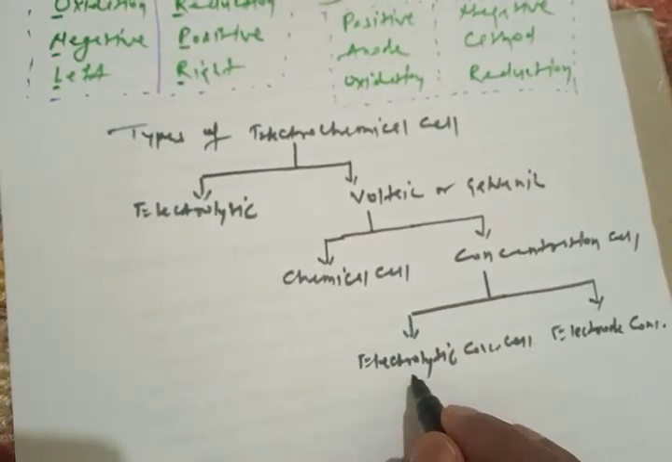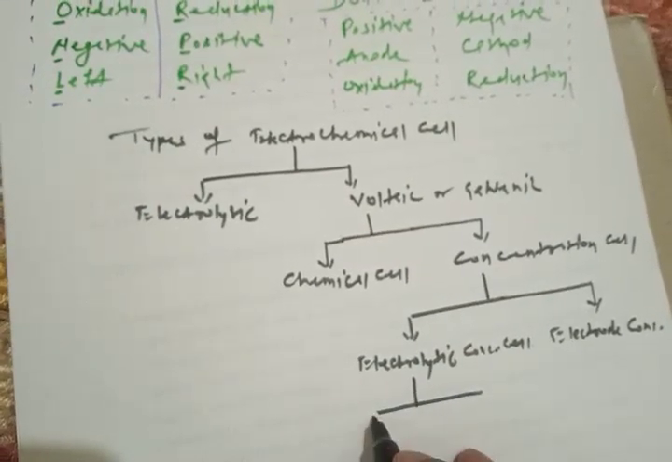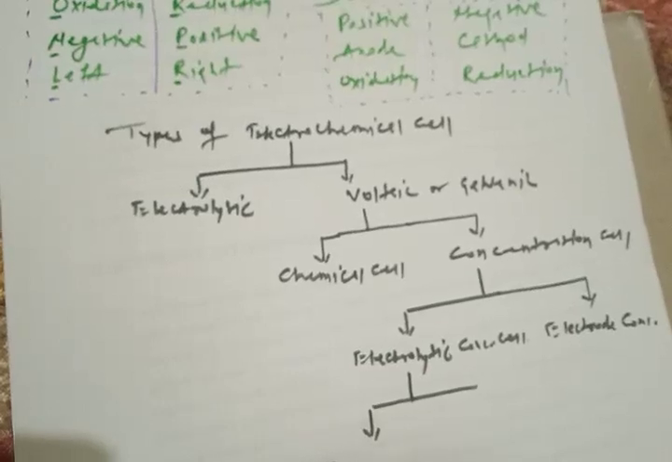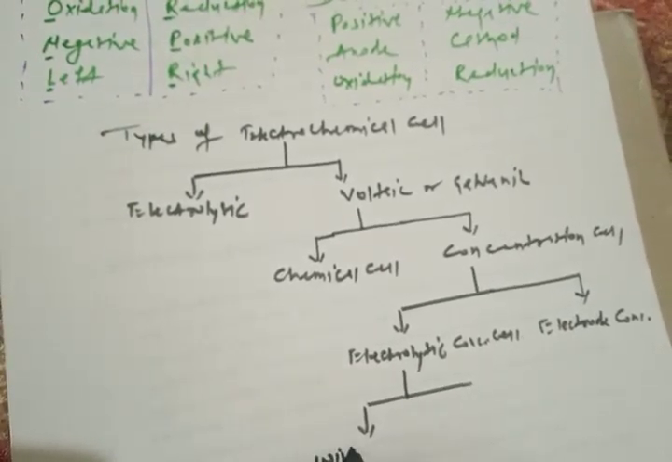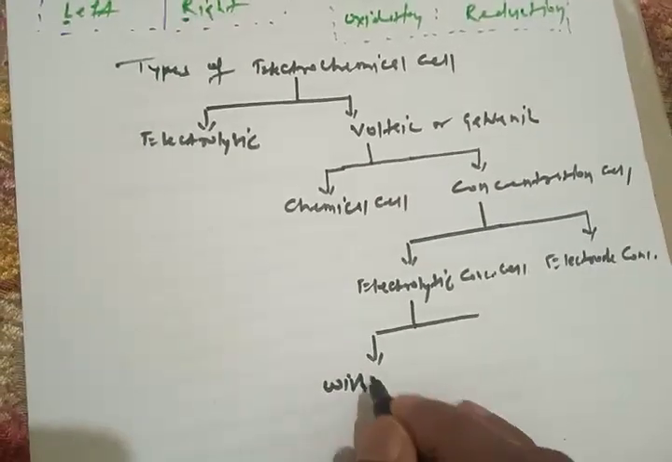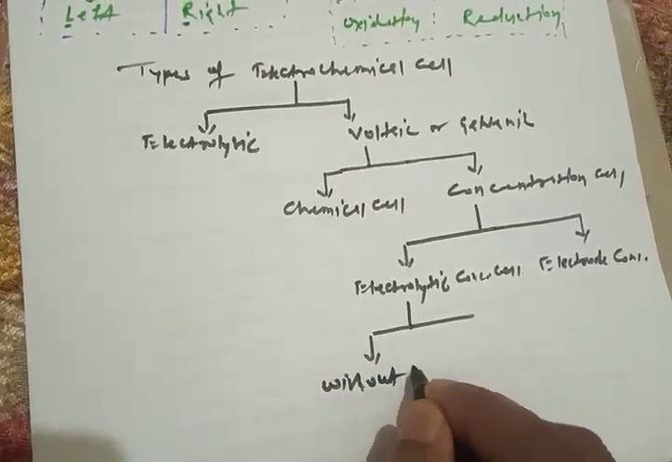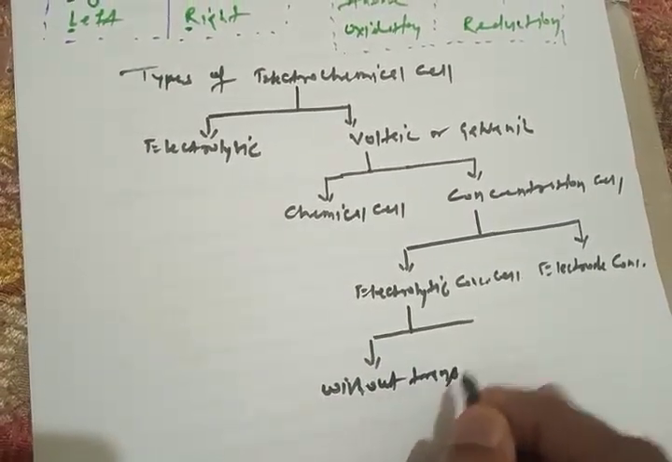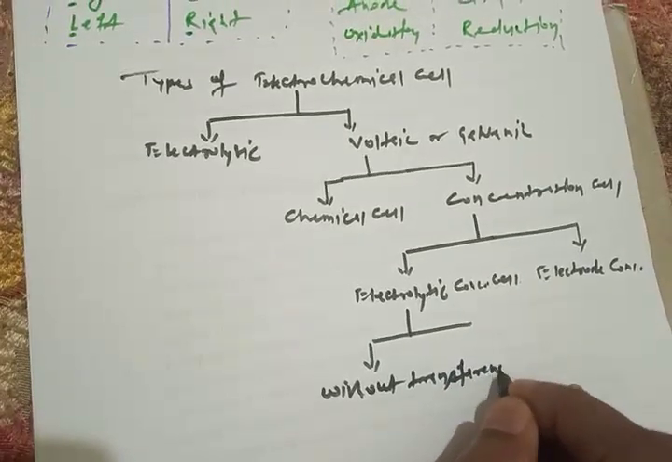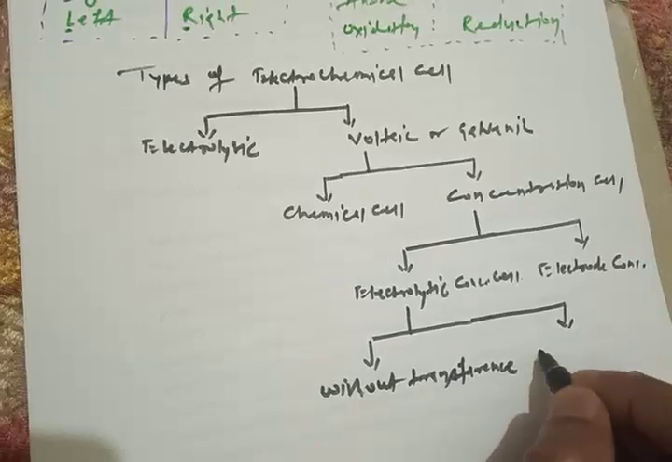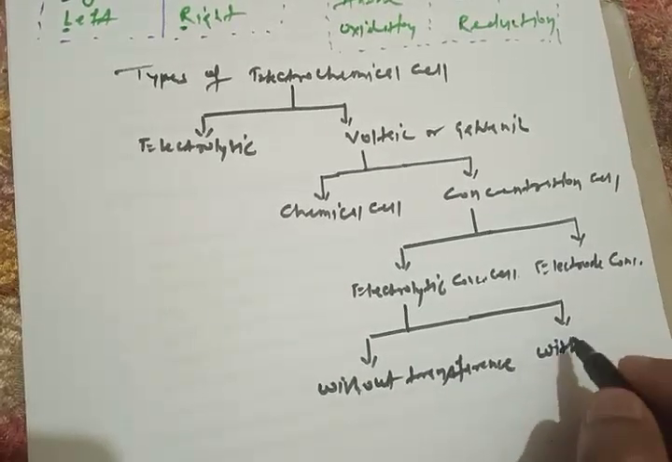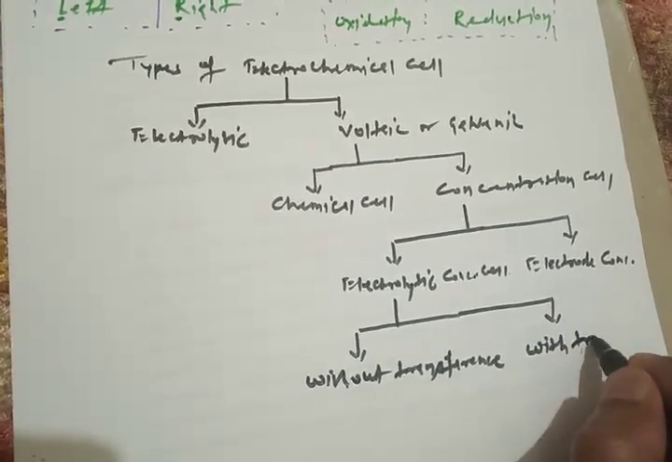Then the electrolyte concentration cell is again divided into two types. This is called without transference. And the second one is with transference.